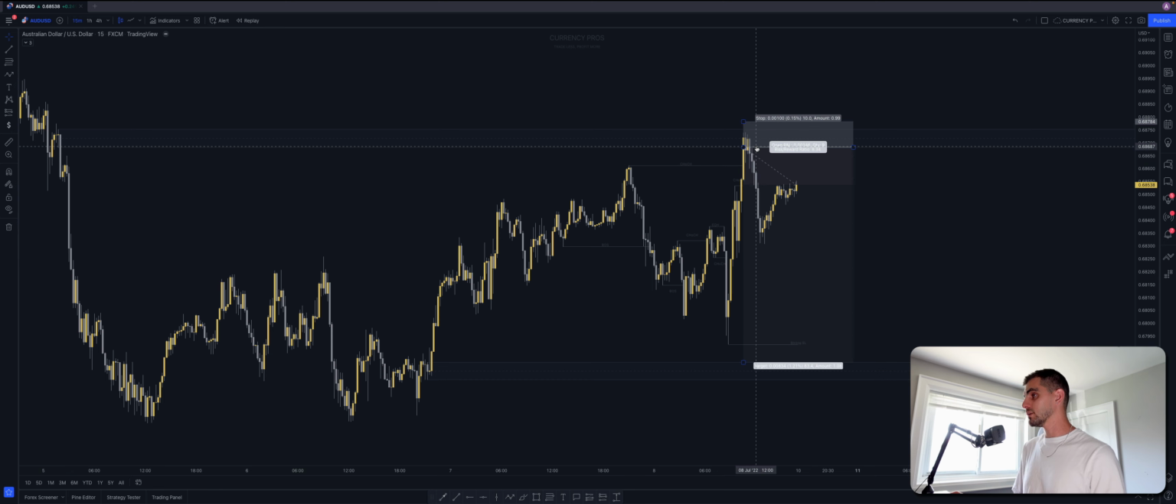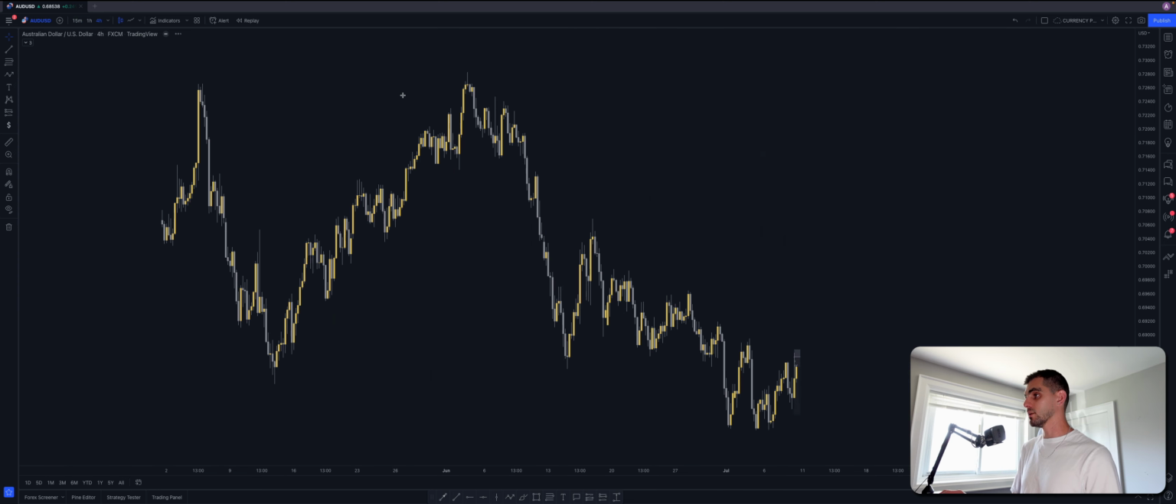Price reacted nicely to that zone. In hindsight, of course, I should have targeted the 50% of the supply zone, but it is what it is. We're still in a profitable trade, so it's all good. Simply targeting the demand zone as well on the 15-minute time frame. But now that we've seen the more micro perspective here, let's go to the macro perspective. So let's go to the 4-hour time frame.